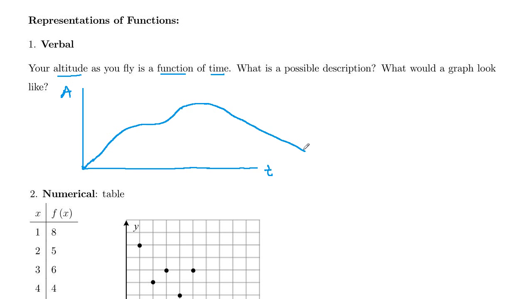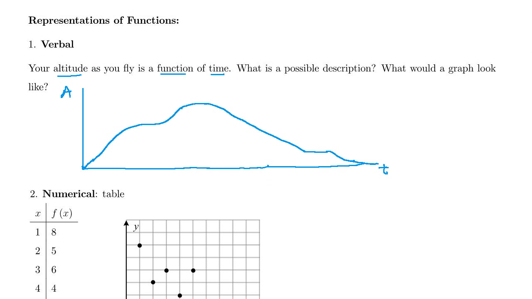And then you might get to a certain point, and they say, well, we've got to circle for a while, and so you level off for a while. And then you come in and land. So that might be a possible graph for altitude as a function of time. And you can see that this graph is a function. Any time value down here on the horizontal axis has only one altitude. You're not at two different altitudes at the same time.